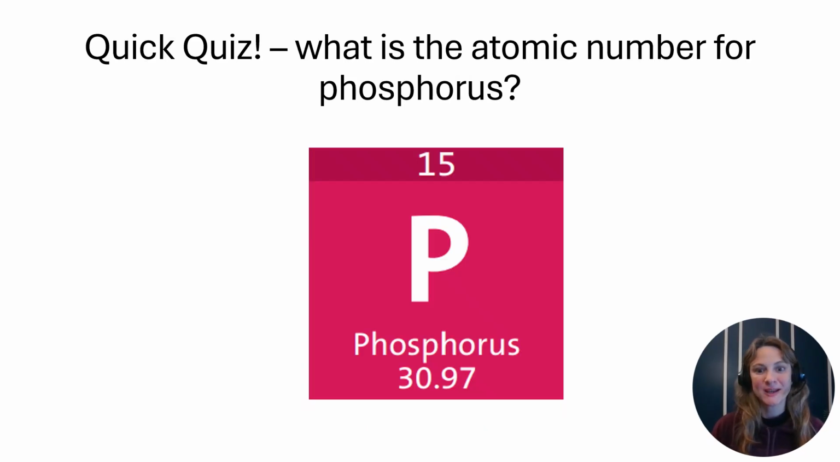All right, quick quiz. What is the atomic number for phosphorus? I'm going to give you a couple seconds. The atomic number for phosphorus is 15, which means that there are 15 protons in every phosphorus atom.